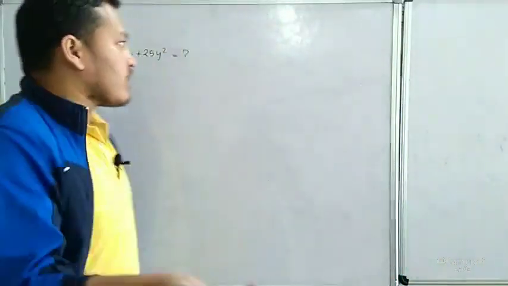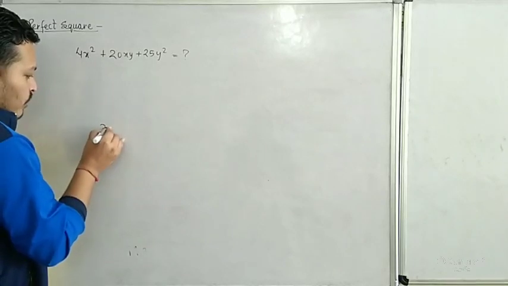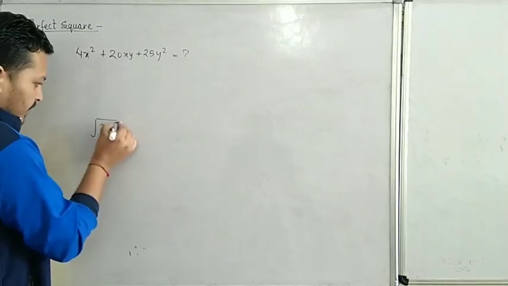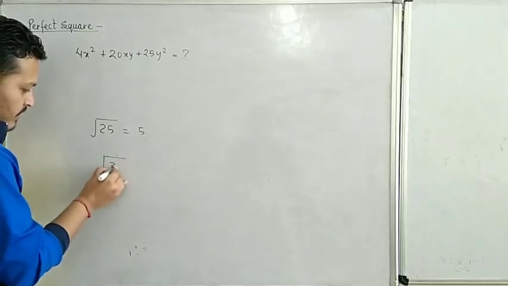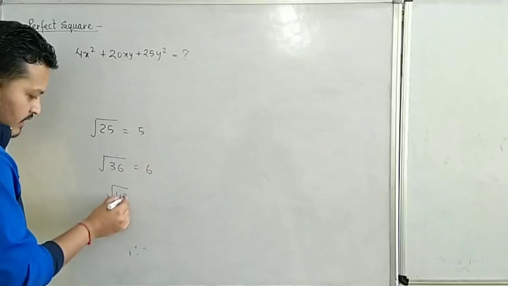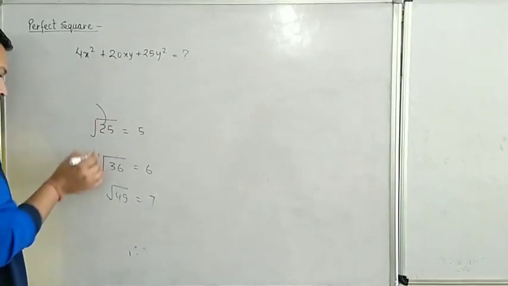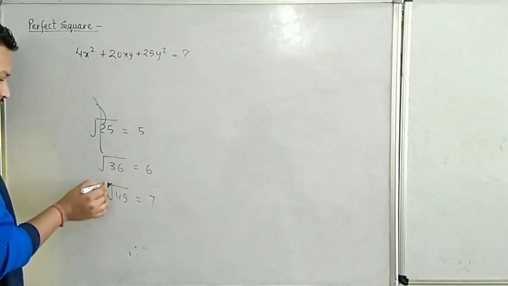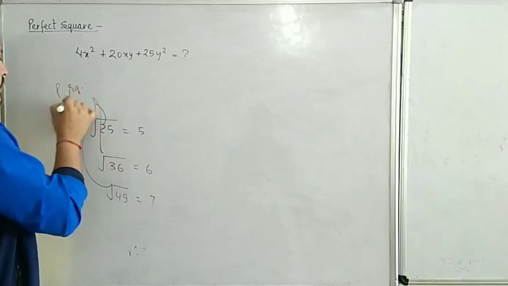पहले perfect square होता क्या है, तो देखो as you know that when you find the root of 25, the root of 25 is 5. Next, root of 36 is equal to 6. Root of 49 is equal to 7. So we can say that 25, 36 and 49 are all perfect square numbers.